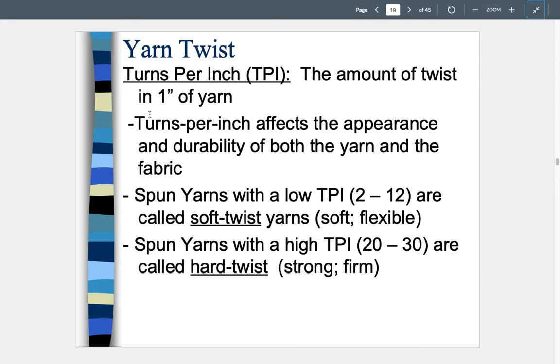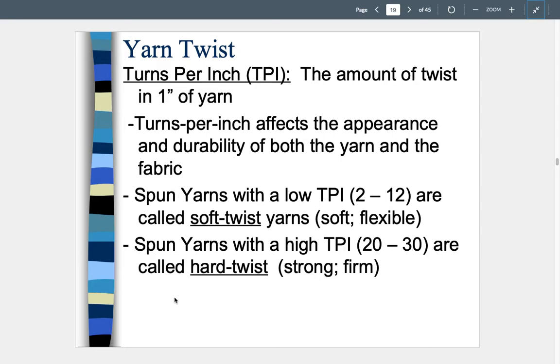Turns per inch affects the appearance and durability of both the yarn and the fabric. Spun yarns with a low TPI, about 2 to 12, are called soft twist yarns. They're softer and flexible. Spun yarns with a higher TPI, 20 to 30 twists per inch, are called a hard twist, and they're strong and firm. You can even over twist a spun yarn and get a TPI of anywhere from 40 to 50. Those give us a pebbly, almost puckered appearance, and you can get something like crepe fabric utilizing an over twist.